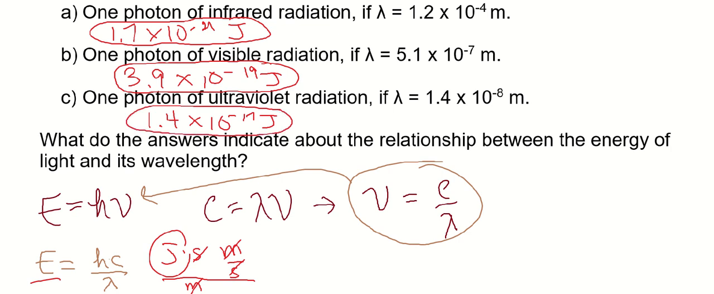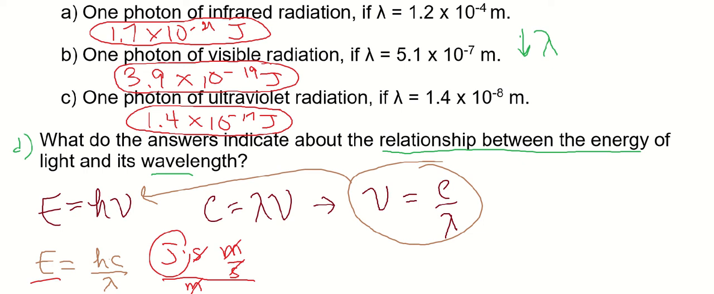Just call this part D if you want. What's the relationship between energy and wavelength? That's confusing here. The wavelengths are decreasing from A, B, and C. I'm confusing myself. As the wavelengths get shorter and shorter, this is the longest one, this is the shorter one, and that's the shortest one.